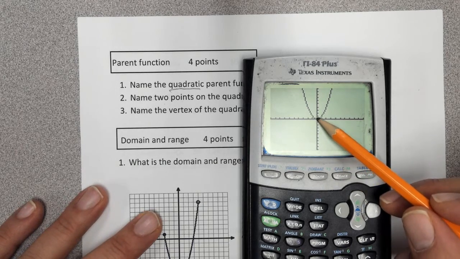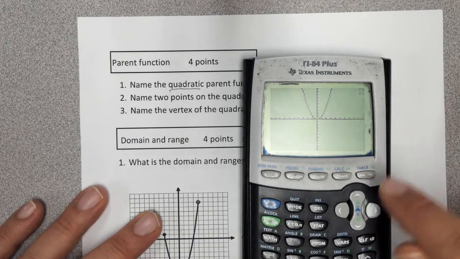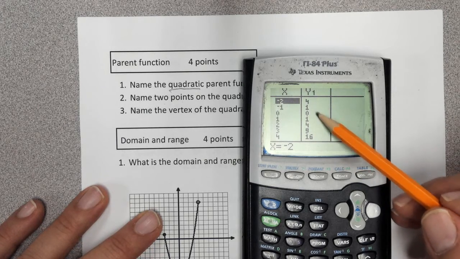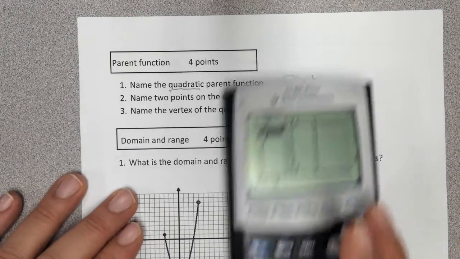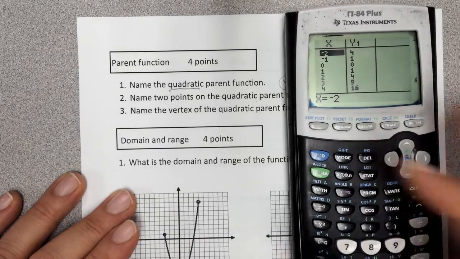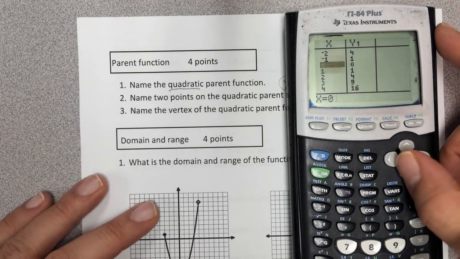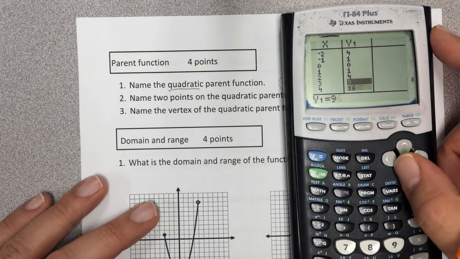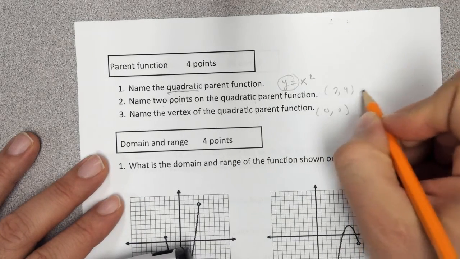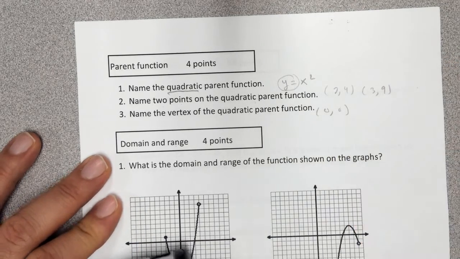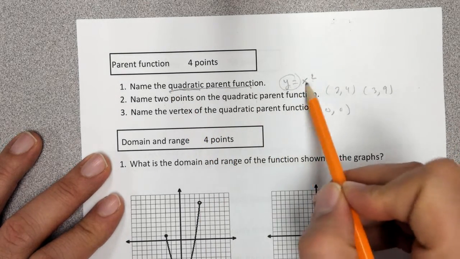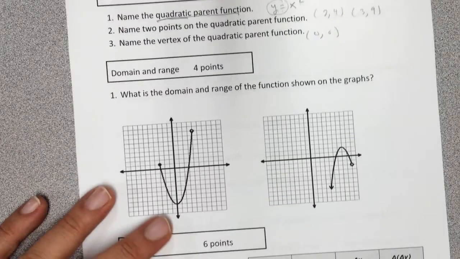There's your vertex. Looks like a 0, 0. But if you want to make sure, you can just do the rainbow method. See that? 0, 0 is the only thing that's open. Now, give me any 2 points. Well, you can pick as many 2 points as you want. 2, 4, 3, 9, 4, 16. So the trick to getting these 4 points is whenever you see this word, just write that down, think calculator.